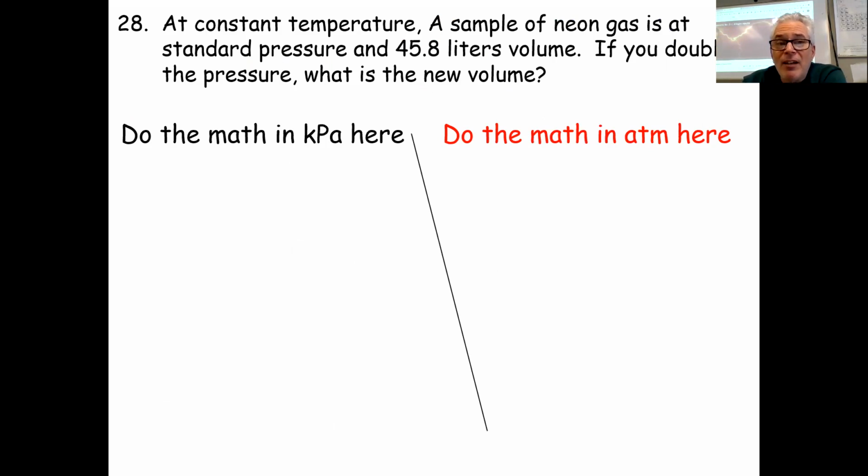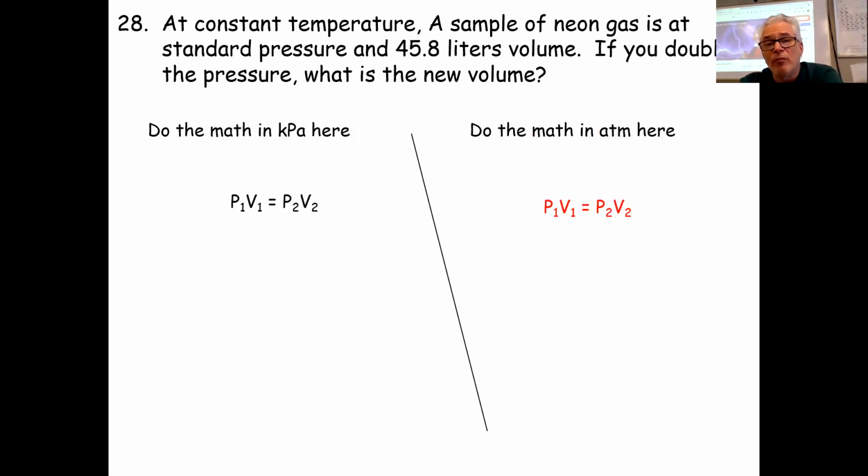Now, a sample of neon gas is at standard pressure. Standard pressure, what are we going to use? Let's look at table A. Standard pressure has two units, kPa or atmospheres. On the left in black, we're going to do it in kPa, and then on the right in atmospheres. Standard pressure and 45.8 liters. If you double the pressure, what's the new volume? All right, let's see, in kPa. This is how we're going to do it. We write the formula both times, but we'll work on the black side first.